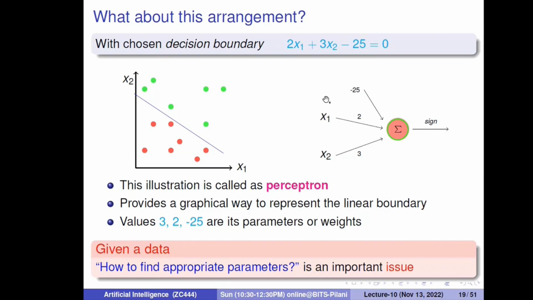Here in this perceptron, minus 25, 2 and 3 are what? They are parameters. The question is how to find the right parameters given the data. For a given data set, I have constructed this, but I have not told you how to find this equation. This is the remaining question. If somebody can give me this equation, then I can create the perceptron for the given data. Yes or no?